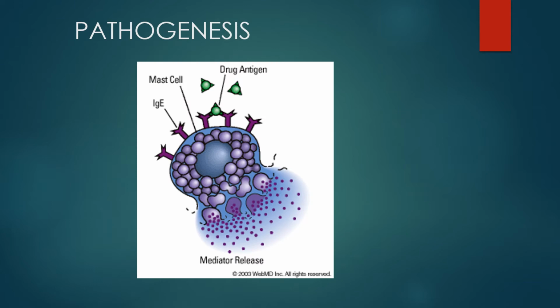This is the picture which shows the release of mediator substances from the mast cell, which produces the symptoms of nasal allergy. Now, in this picture, you can see the IgE and the antigen which binds to the IgE end, and this leads to release of mediators from the mast cell.